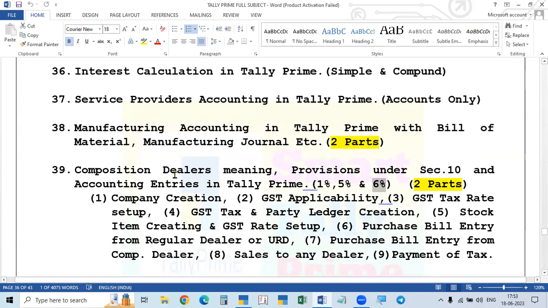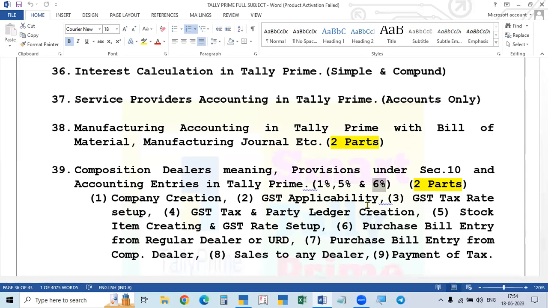Composition dealers can be registered under the composition scheme if the turnover limit is 1.5 crore. But for service providers, the rate is 6% and the limit of the turnover is only 50 lakhs. For all the traders, manufacturers and restaurants, the limit is 1.5 crore, but only for service providers, the limit is only 50 lakhs. If it is above 50 lakhs, he cannot be a composition dealer.